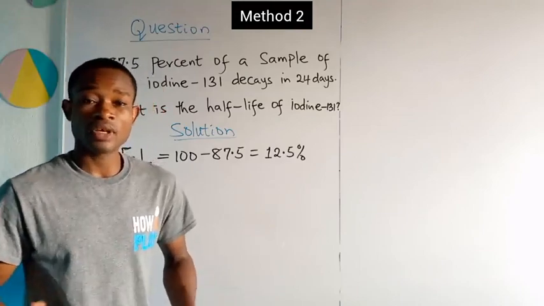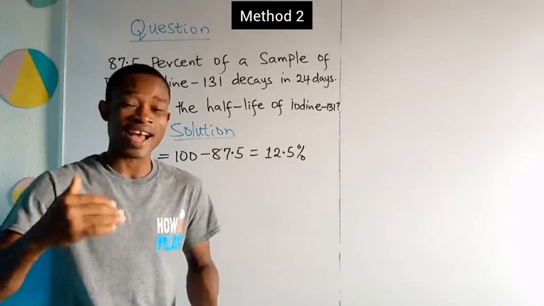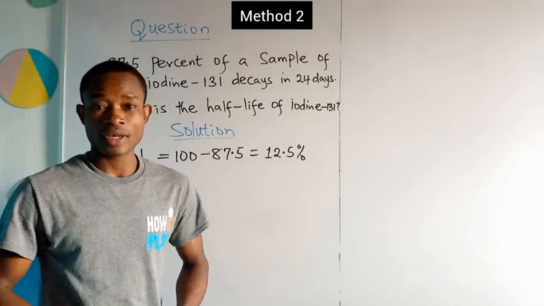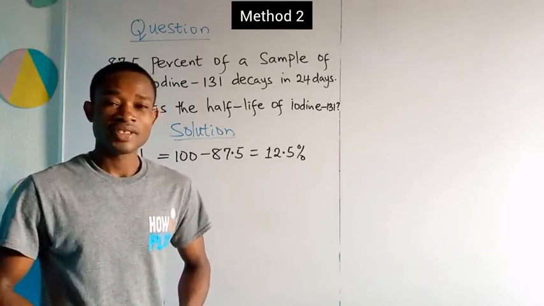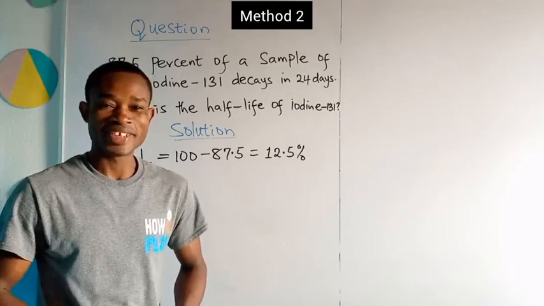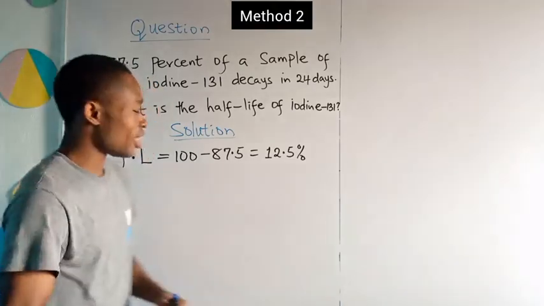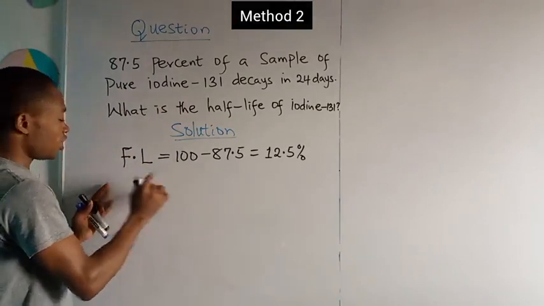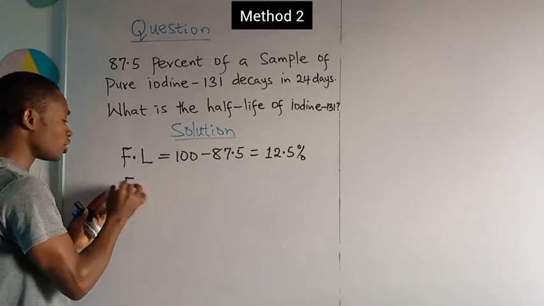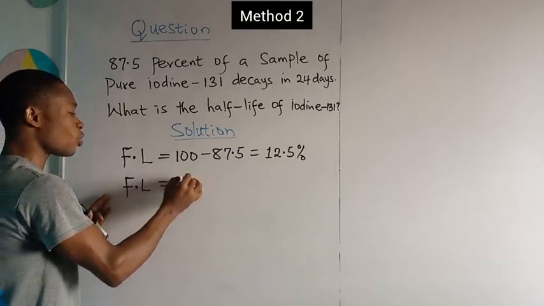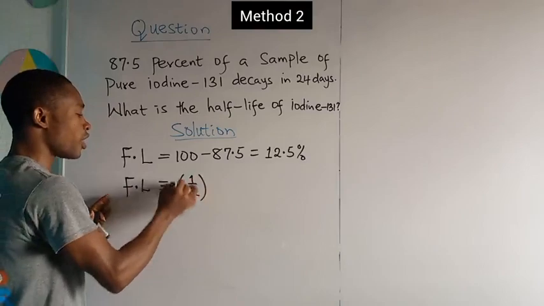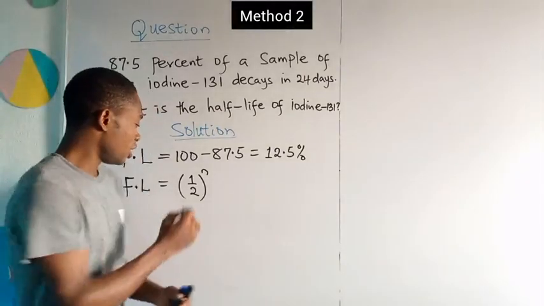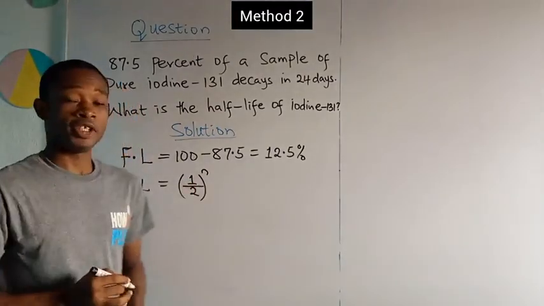Then if you find yourself in maybe a school, say maybe advanced level, where you use a calculator, the third method awaits you. All said and done, let's move on, please. Having this, I'm going to tell you to take note of this. Fraction left is equal to 1 over 2 raised to the power of n. I said this earlier, and you know what your n is already. n is equal to t over t half.